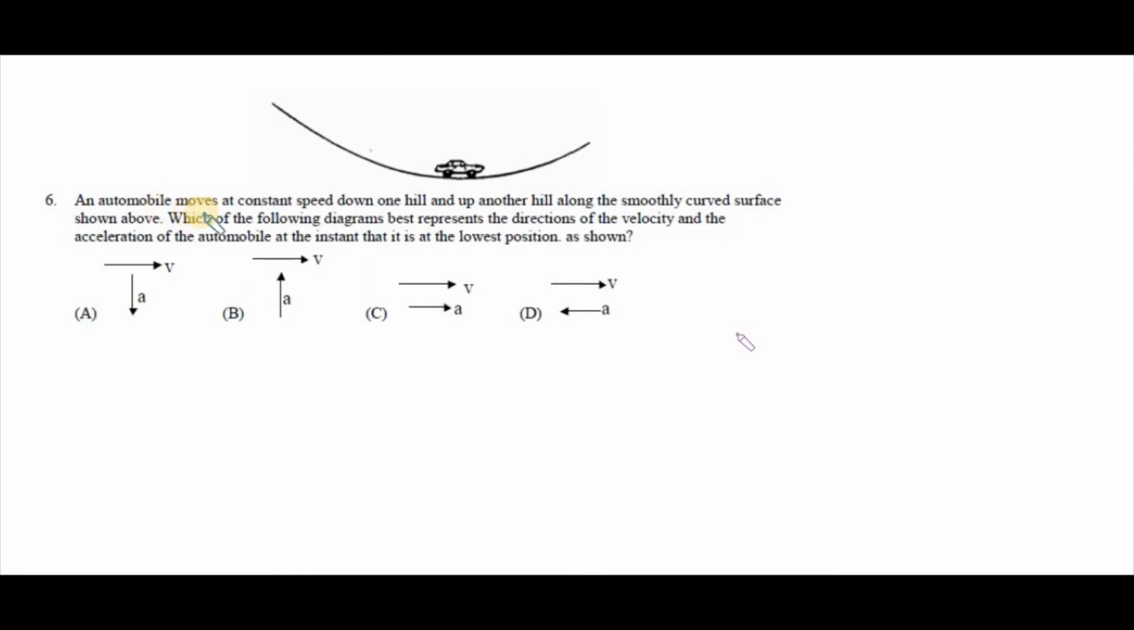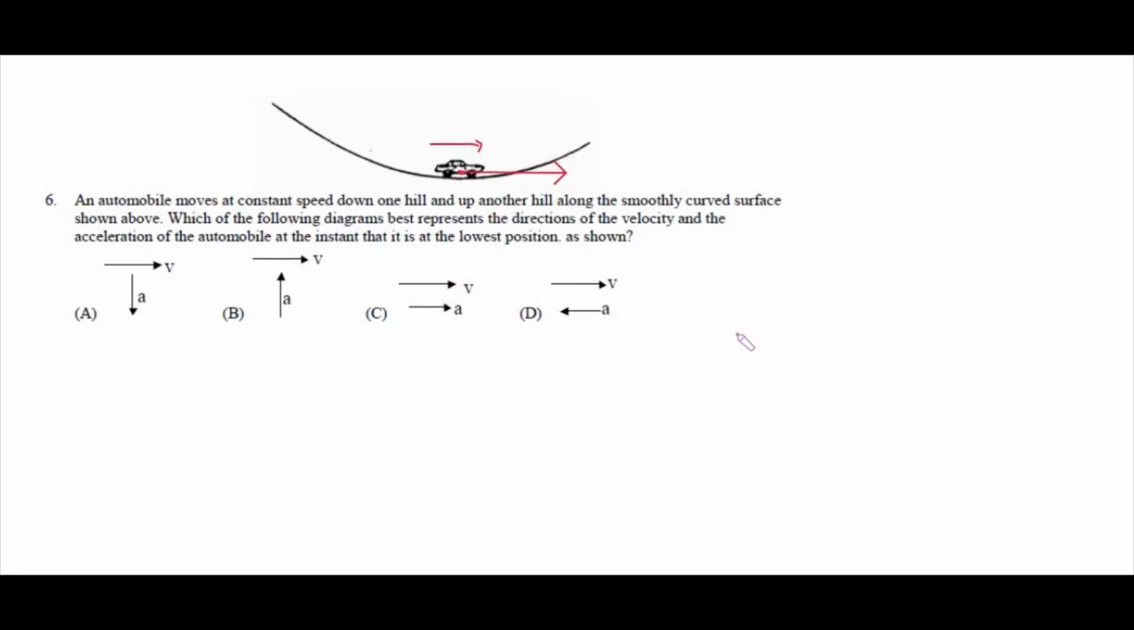In this question, an automobile moves at constant speed down one hill and up another hill, along the smoothly curved surface shown above. Which of the following diagrams best represents the directions of the velocity and the acceleration of the automobile at the instant that it is at the lowest point as shown? So it's moving towards this direction, right? Because it's shown here.